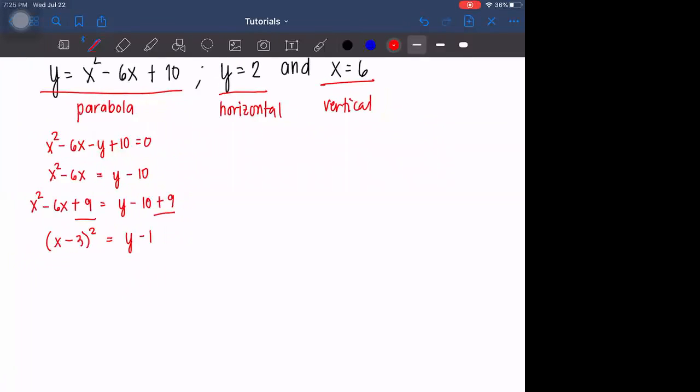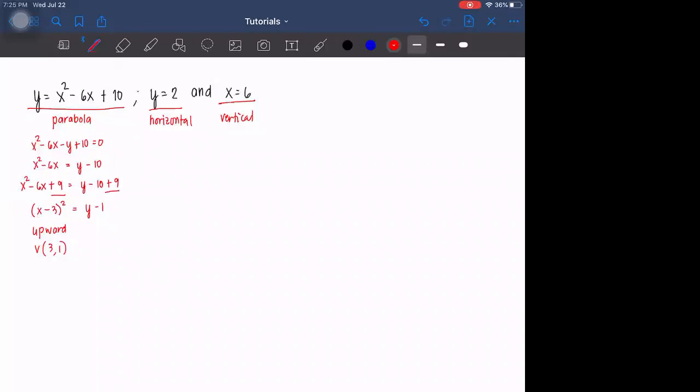So where does the parabola open? Up, down, left, right? Upward. Very good. Where is the vertex? 3, 1. Very good. Next, let's draw that.